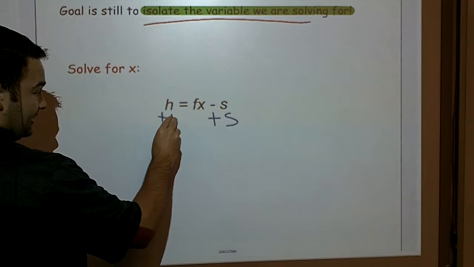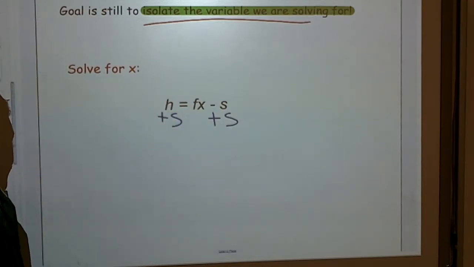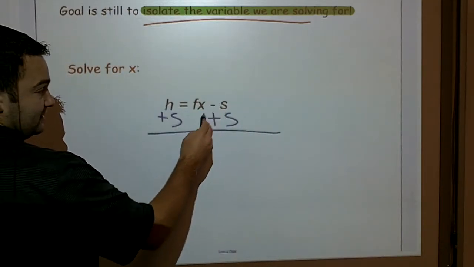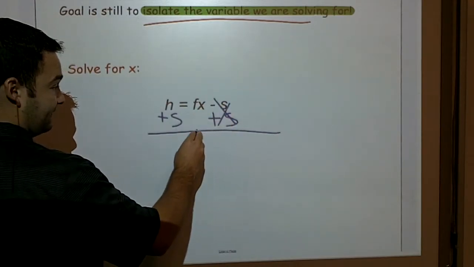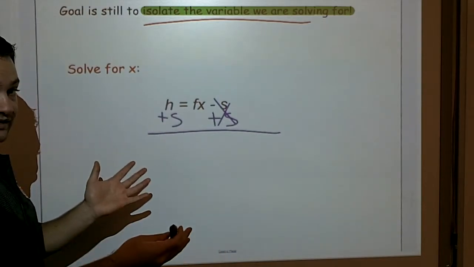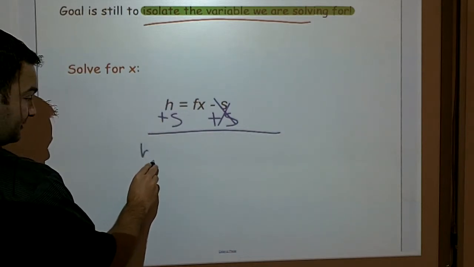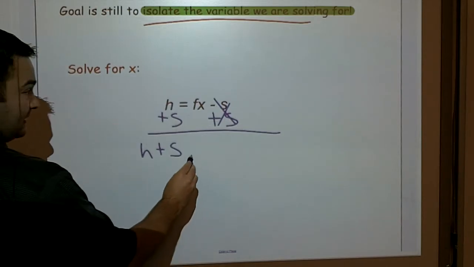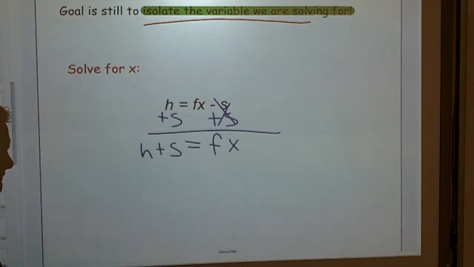All right, add s. Now, this is going to be really, really important to show all your work, which could be an issue for some of us. So, if we add s to a minus s, or a subtraction of s, these two are going to cancel off, and over here, again, we do to both sides of the equation the exact same thing, which still produces an equivalent equation. We've got h plus s. So over here, all we're going to write is h plus s equals f times x.